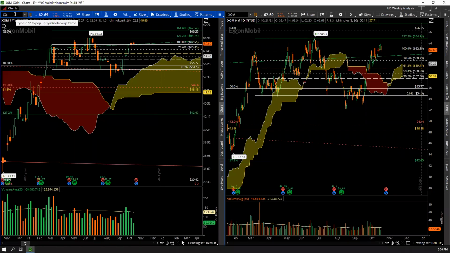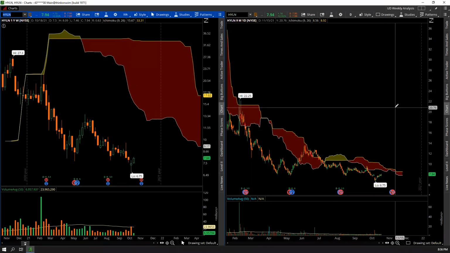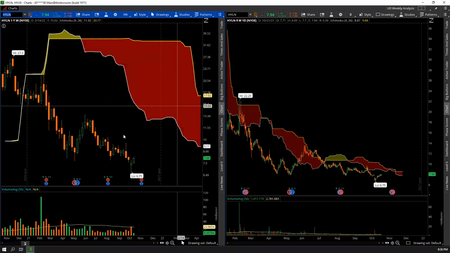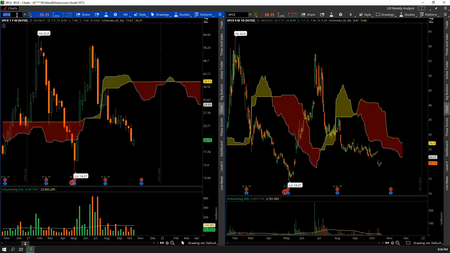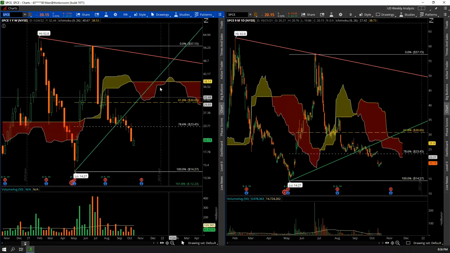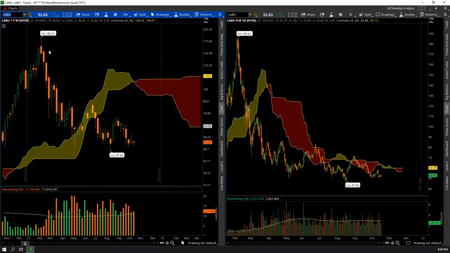HYLN. Yeah, very, very strongly bearish on weekly and daily also. You don't need to even touch it unless it bounces back. Okay. Day trading or scalping or swing trading. FCEL, LABU looking weak. LABU looking weak.